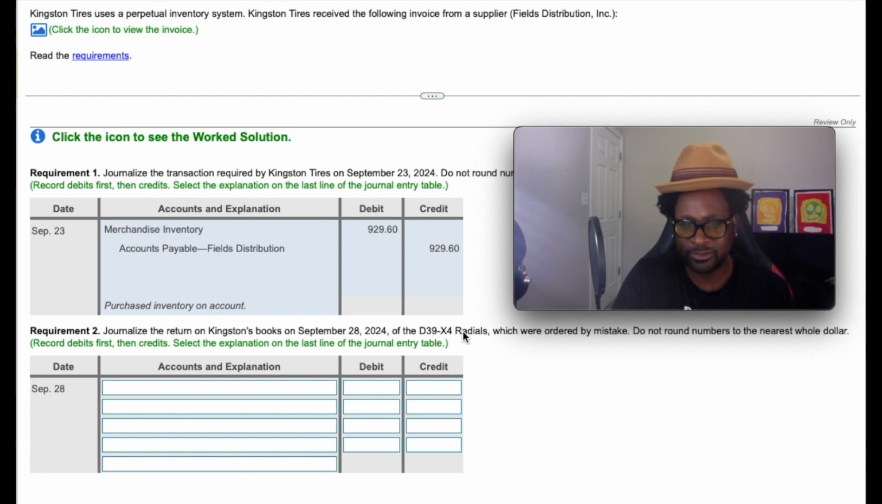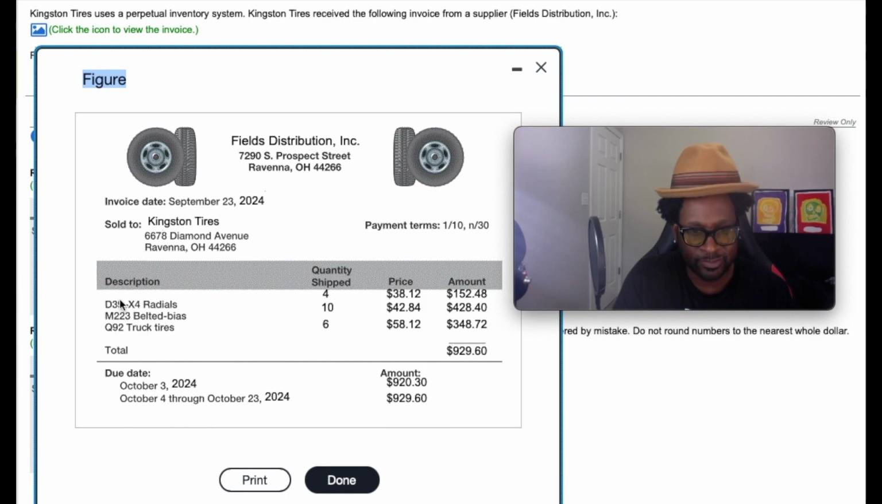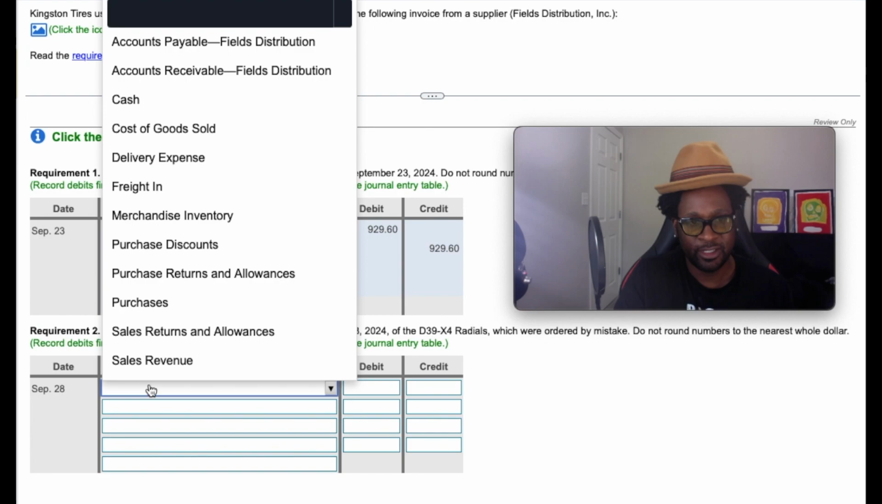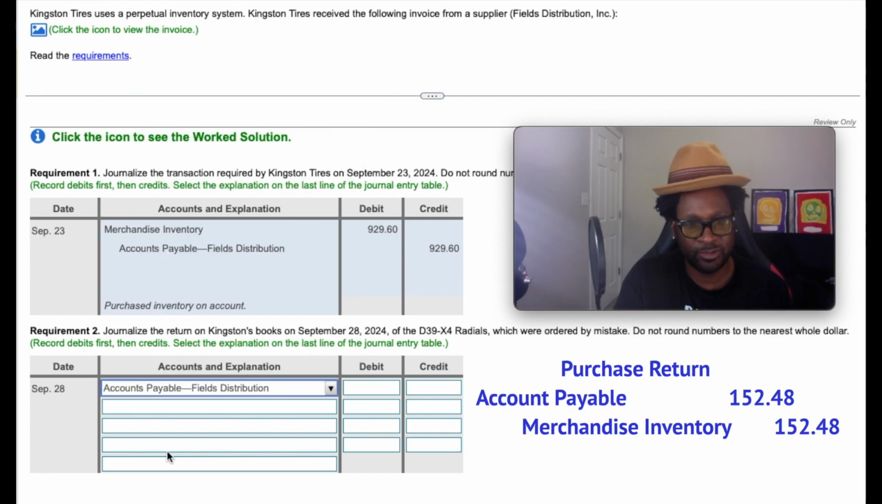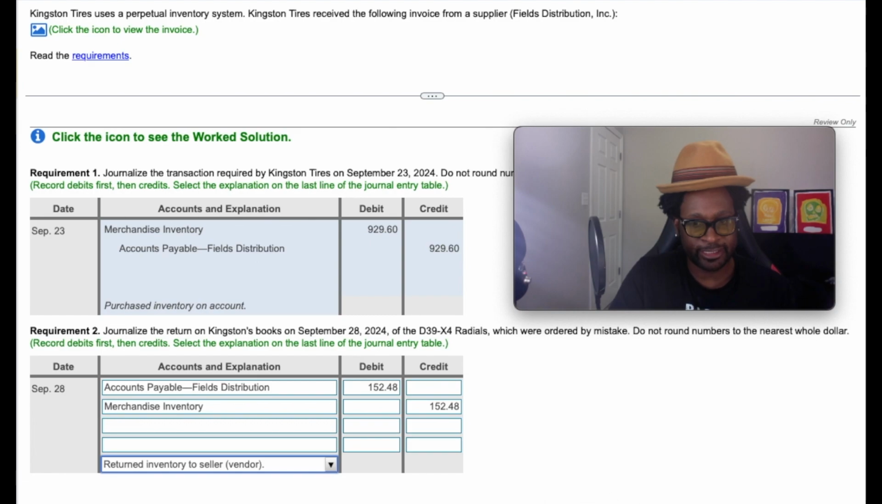Then it tells us to journalize the return on Kingston's books on September 28th of the D39X4 radios, which was ordered by mistake. So let's look back at our invoice, and obviously that's the very first item. So it seems as though we were shipped 4 at a unit price of $38.12 with a total amount of $152.48. So this is obviously a purchase return, and since we're on the purchasing side, we know it's going to affect inventory. So we're going to debit accounts payable and credit merchandise inventory for the $152.48. We're going to check the answer.